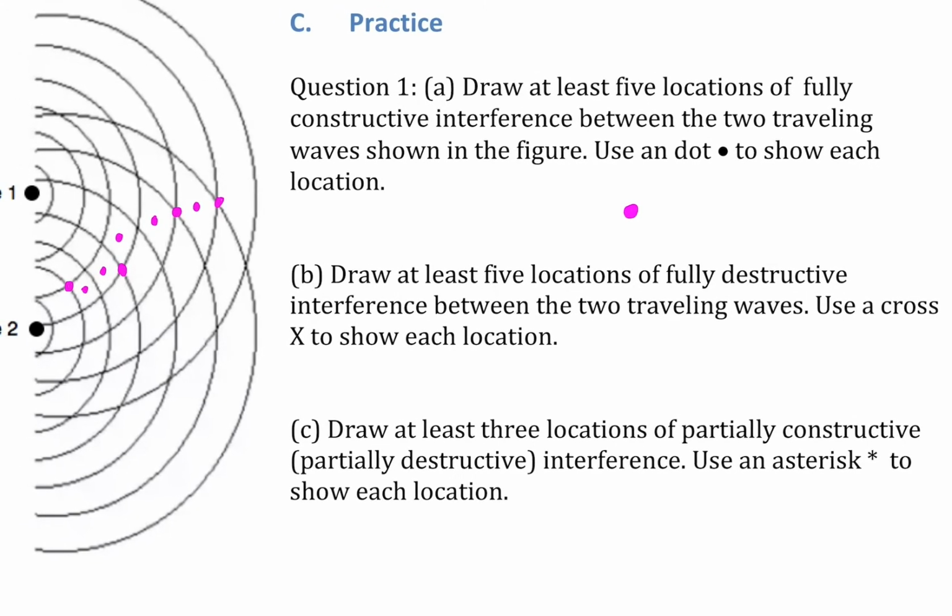Now we're going to draw at least 5 locations of fully destructive interference between the two traveling waves. Here we need to have a phase difference that isn't 0. We need the waves to be out of phase. Specifically, we need them to be half a wavelength out of phase, or pi radians out of phase. That's going to occur wherever a crest overlaps a trough. So for example, here we have a trough of wave source 2 overlapping with a crest of wave source 1, and I drew examples of many such crossings of troughs and crests, where they coexist.